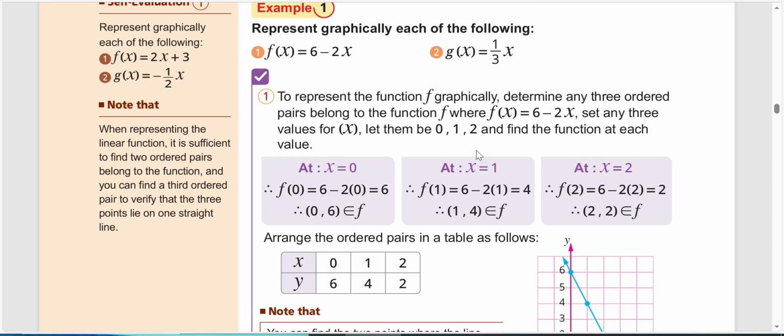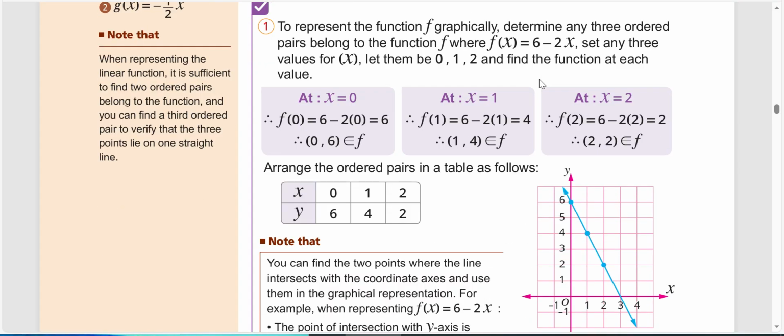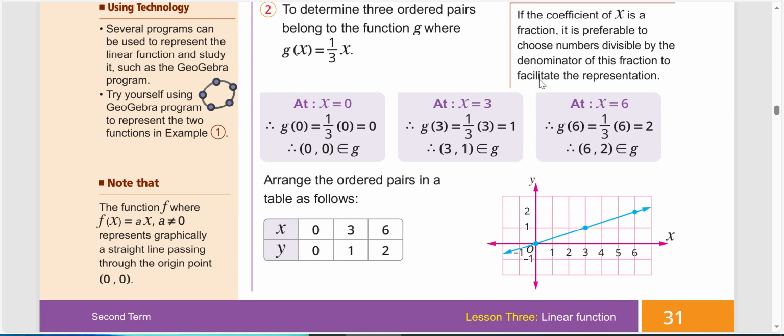The second function, g of x equals one third x. Put the value of x equals 0: 0 times one third equals 0. Put 3: 3 times one third equals 1. Put 6: 6 times one third equals 2. The images are 0 and 0, 3 and 1, 6 and 2.